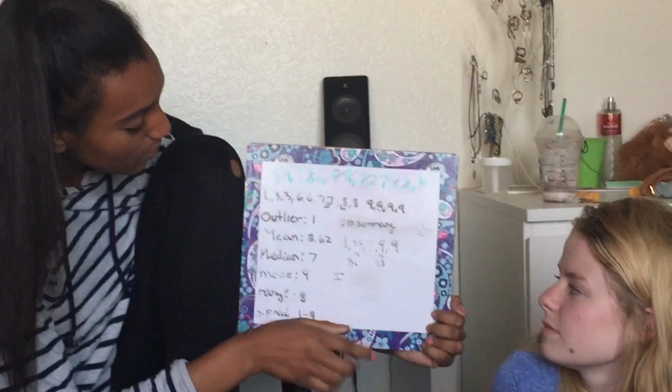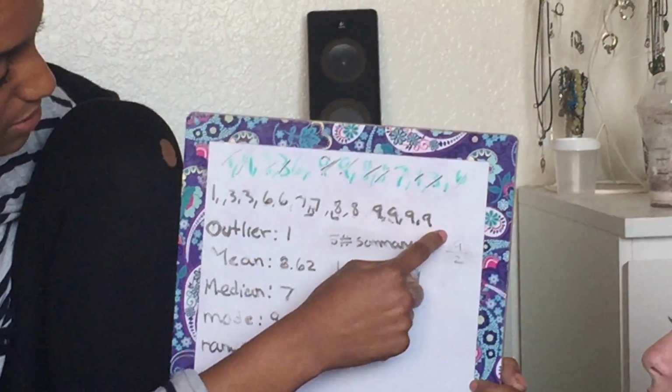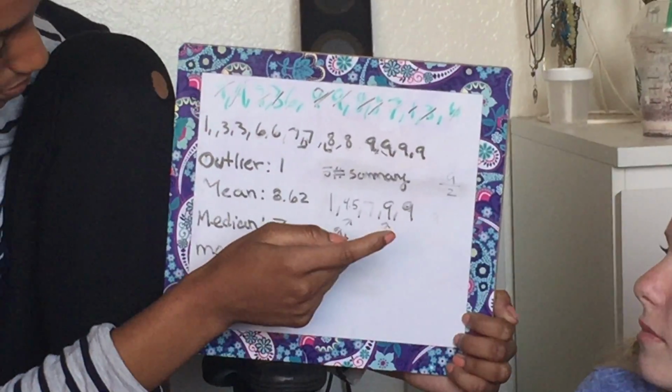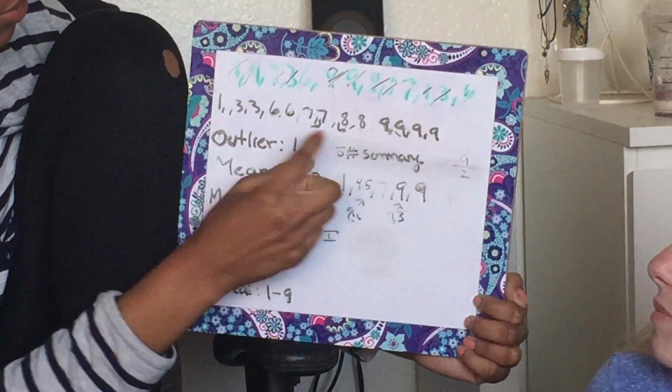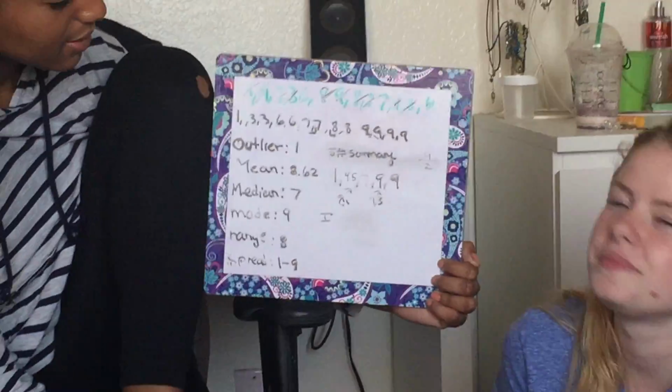And then the 5-number summary: you take the minimum, the maximum, and the median. And then you take quartile 1 and quartile 3, which are like the quarters of the entire data set.